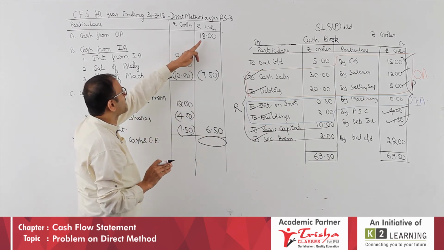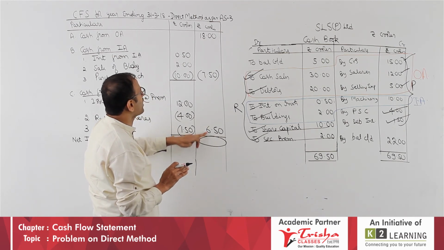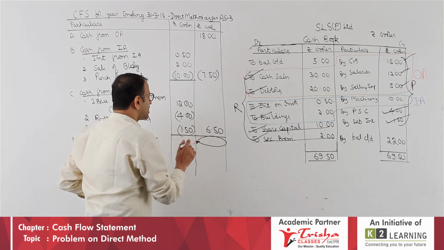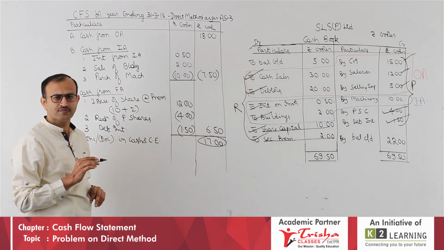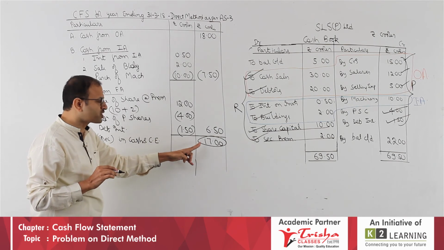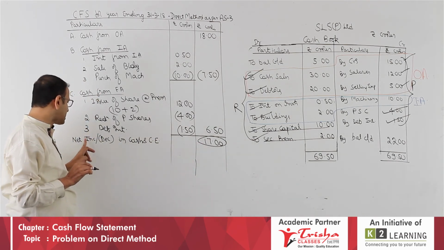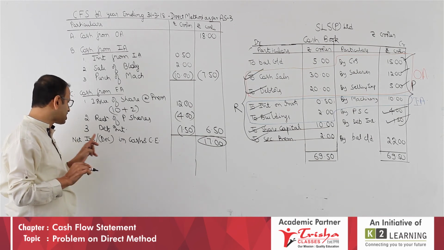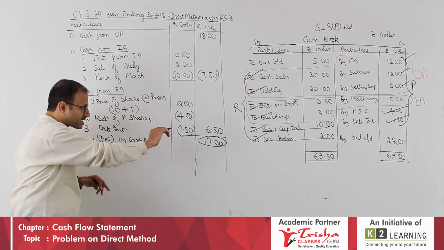What is the summary we get here? 18 plus 6.5, 24.5 minus 7.5. That means your net answer is 17, which is positive. So, positive or negative is important. Here it is positive. It means cash or cash equivalent is increased by 17. I did not write in brackets, I just rounded off.